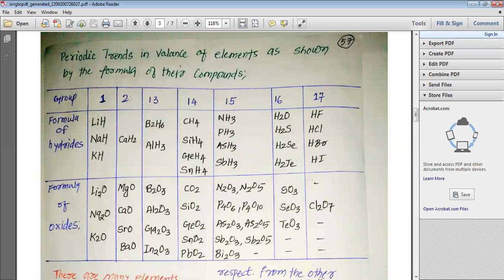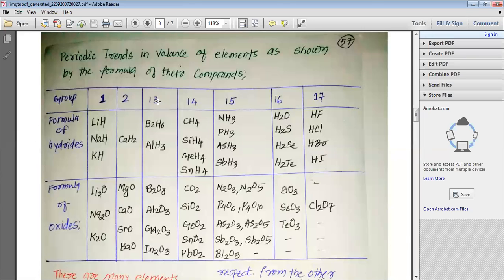Same way, when we have group 2, the valence is +2, so in CaH2 two hydrogens are required, but only one oxygen is required because oxygen is -2. So MgO, CaO, SrO, BaO. Same way, when we look at group number 13, they generally acquire +3 oxidation state. So for 2 boron, we need 6 hydrogen. For 1 aluminum, we need 3 hydrogen. Same way with oxygen being -2, we need 3 for 2. So B2O3, Al2O3, Ga2O3, In2O3. This is how we can understand.